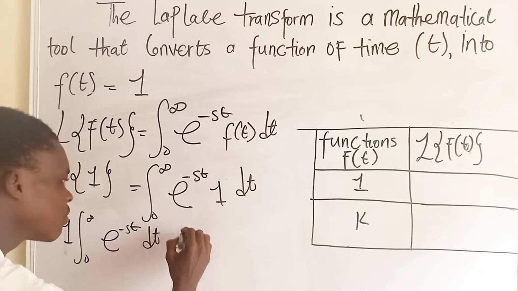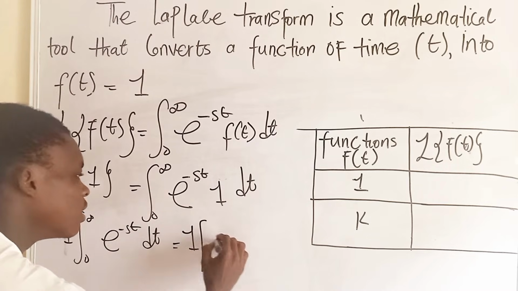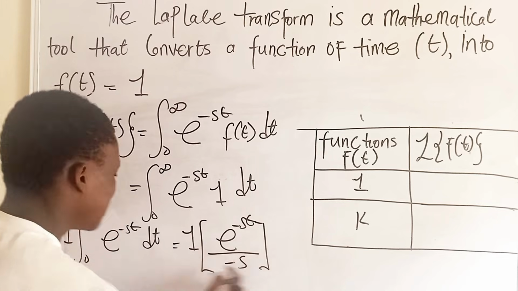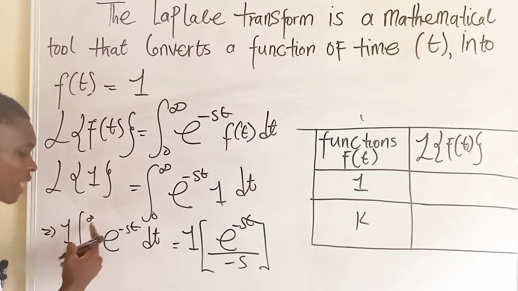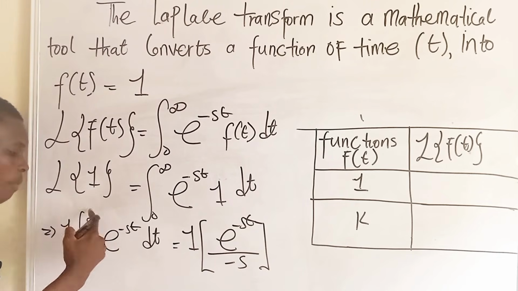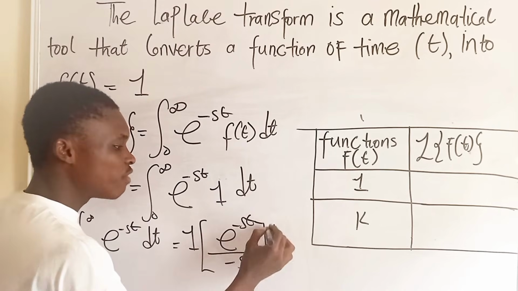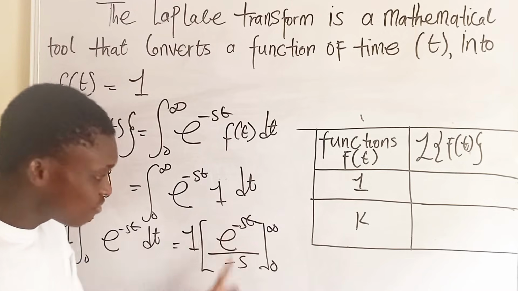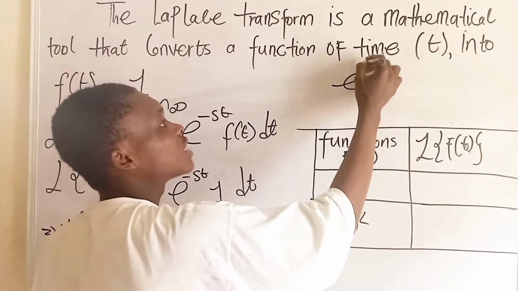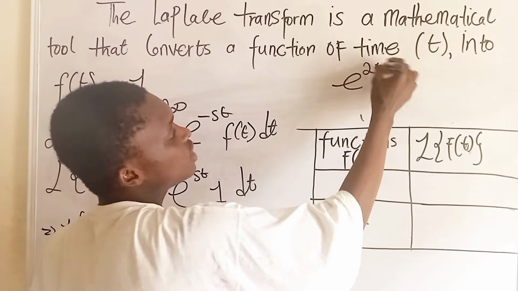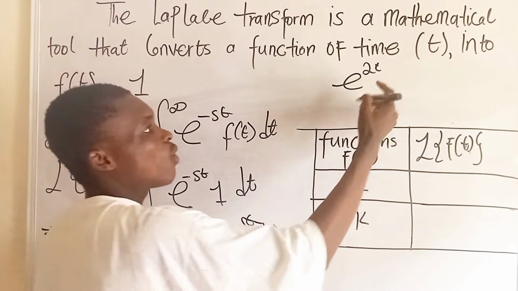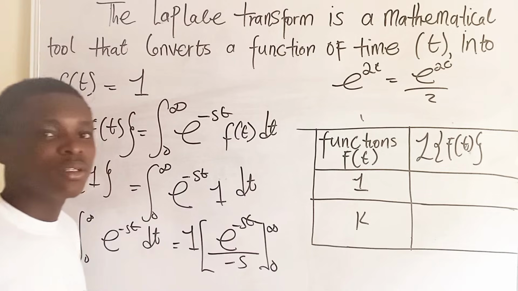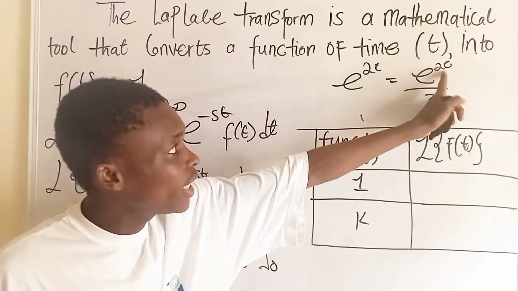If we integrate this, it is 1 times exponential negative st divided by negative s. Then you put your lower boundary and upper boundary, 0 to infinity. There's nothing special about this from normal integration. If we have exponential 2t and we integrate it, we'll have exponential 2t divided by the derivative of the exponent.